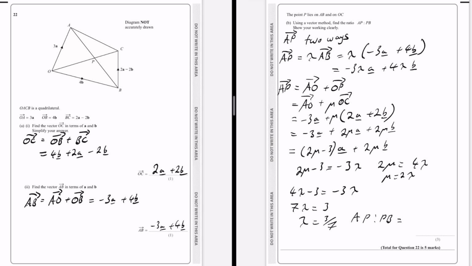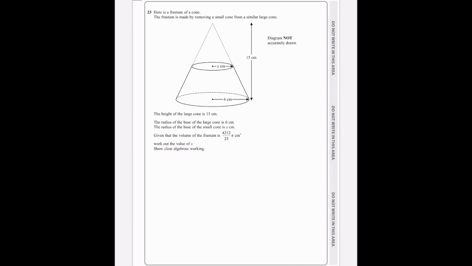So lambda is 3/7, telling us that A to P is 3/7 of the way from A to B, so the ratio A to P to P to B is 3 to 4. Well done if you managed to get that one. Question 23, we've got a frustum.